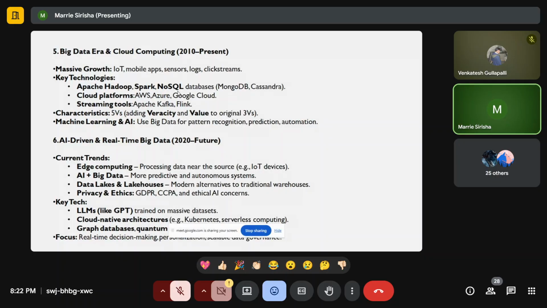Volume, velocity, variety, veracity, and value. So these are the five V's. These five V's are nothing but the characteristics of big data that I'm going to explain to you in brief.